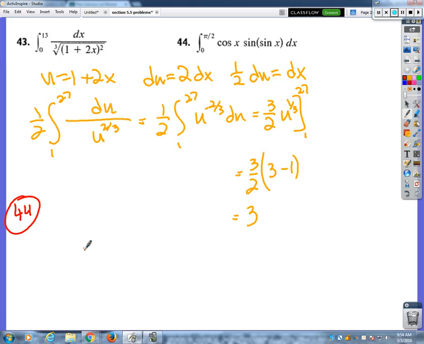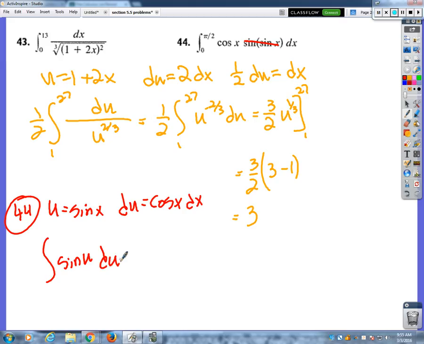So, okay, 44. What do you like? U is sine of x. It's not that bad. So du is cosine of x dx, and then we pretty much have got it. Because the sine of x inside here gets replaced with the u, so that becomes, instead of the sine of x, it's the sine of u. So that's taken care of. The cosine x dx becomes just du. So that's taken care of.